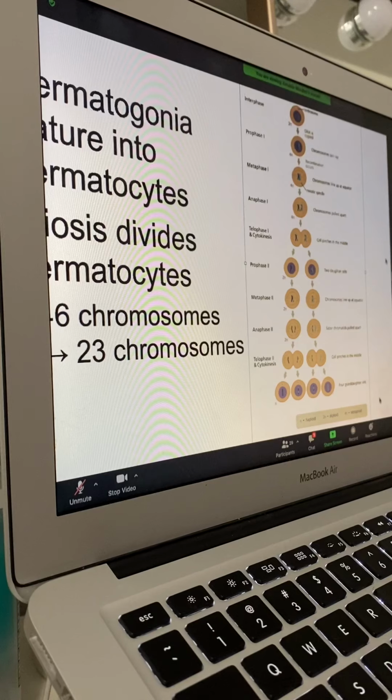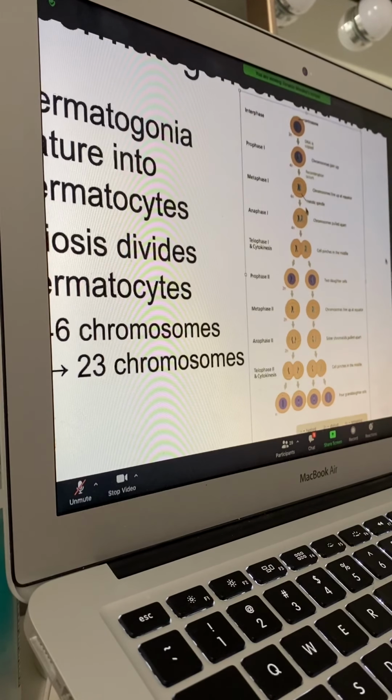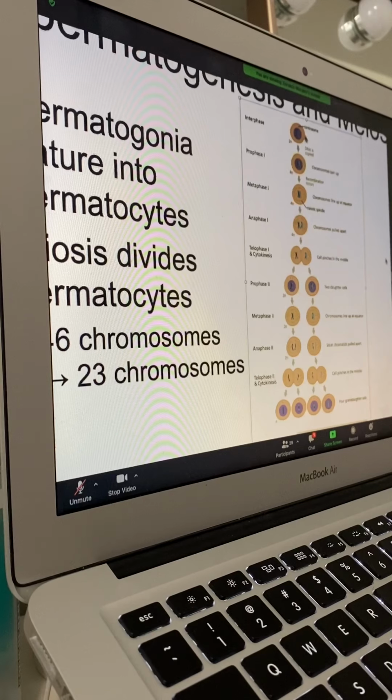I got it on the end is 4N because it's 4 granddaughter cells, but on the really top one, on the interphase, this is still diploid. Yeah, and how does it become tetraploid over there? Because there are 4 daughter cells that are being produced from a single cell.